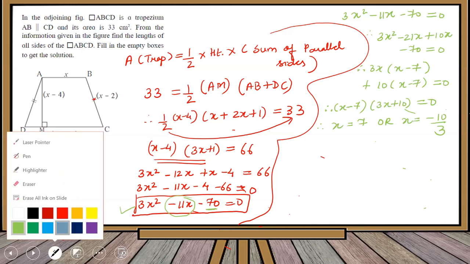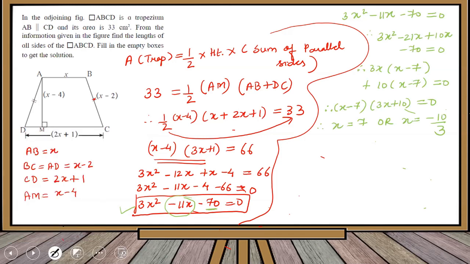Obviously, what is your x? Your x is a side. Sides cannot be negative. So this value is discarded, as sides cannot be negative. You need to specify the reason: as x is the side of the trapezium, sides cannot be negative. Hence, we will discard x is equal to minus 10 by 3. So what are we remaining with? We are remaining with x. Hence, x is equal to 7 centimeters, right?